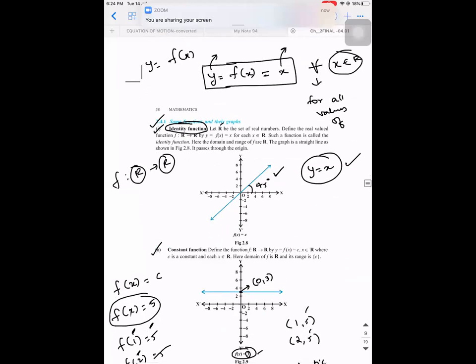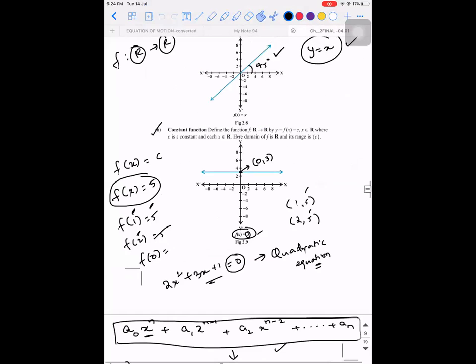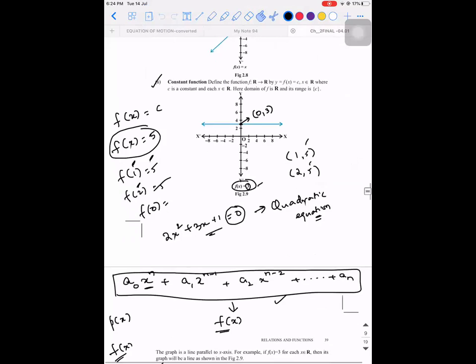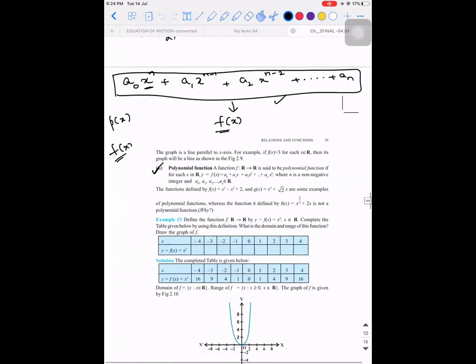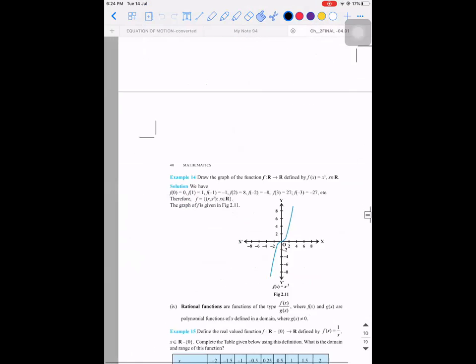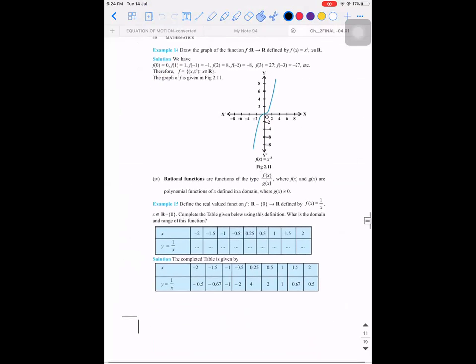Two types of functions we have already seen. What are they? I hope you're able to see my screen. We have seen what an identity function is and what a constant function is. Last class, I explained what a polynomial function is. Now we will start with the next type of function, that is rational functions.